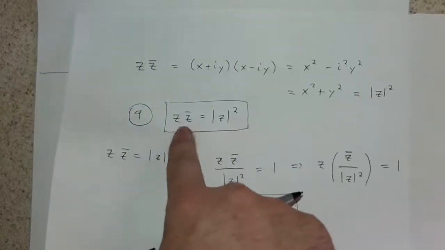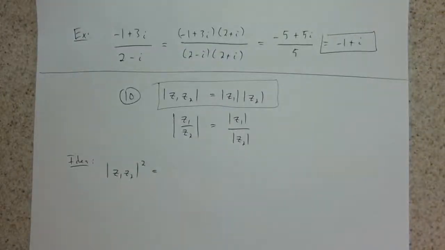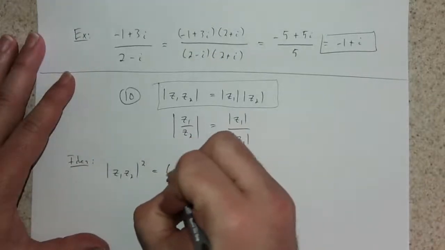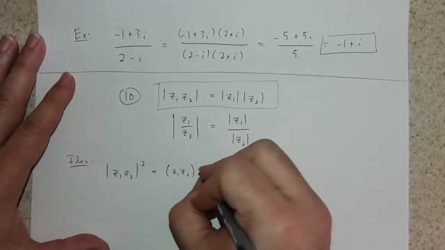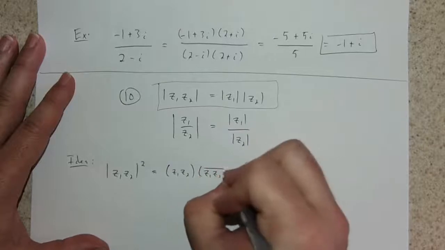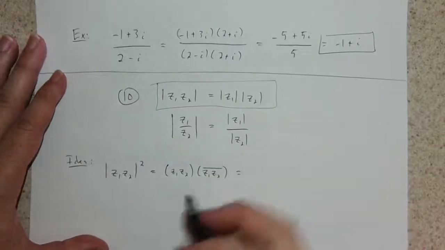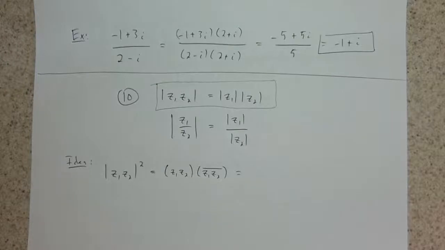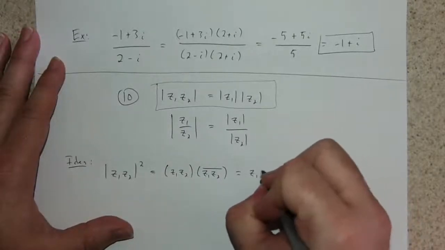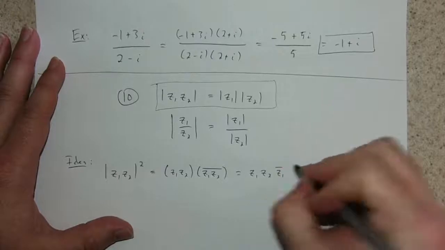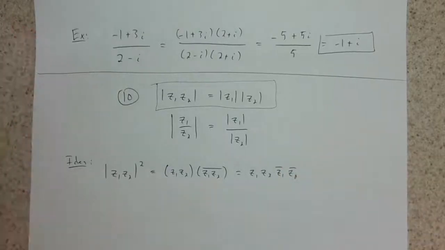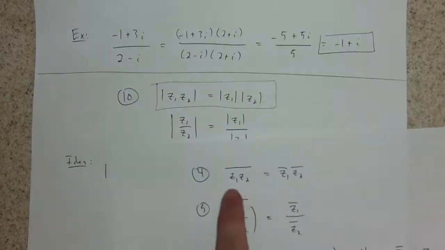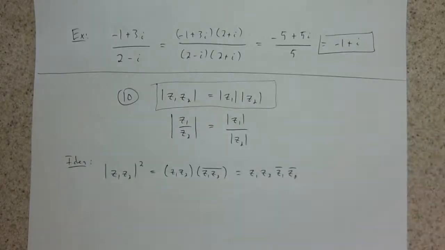I can rewrite this as z times z bar. So I can rewrite this as z1 z2 times z1 z2 bar. And now I know that I can split this up as z1 z2 times z1 bar times z2 bar, right? I can split the conjugation up because of one of these first facts. I think this was fact, what? This was fact 4 in our fact list. Right, there it is. Okay.